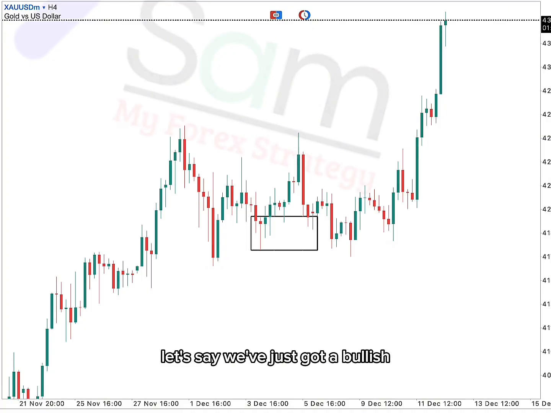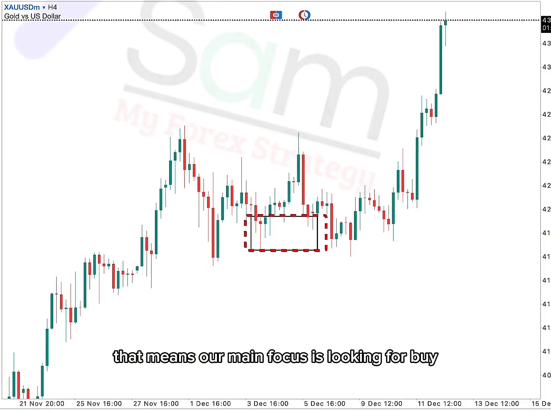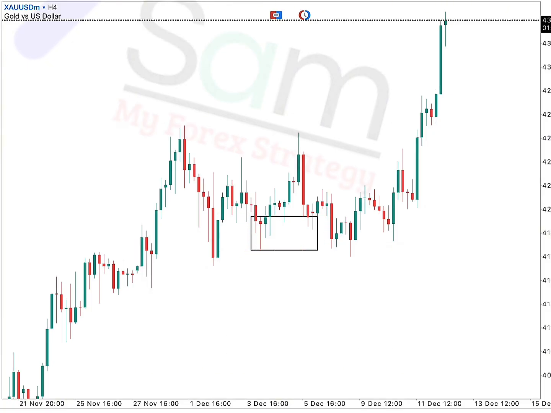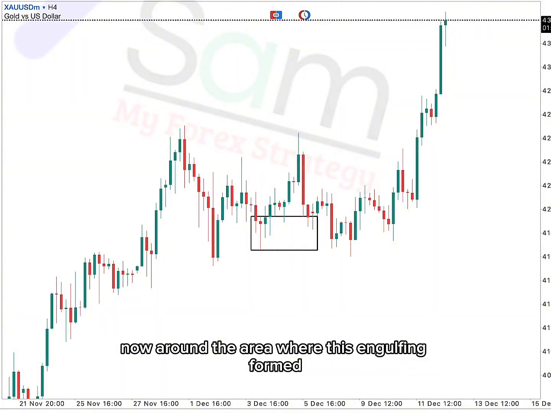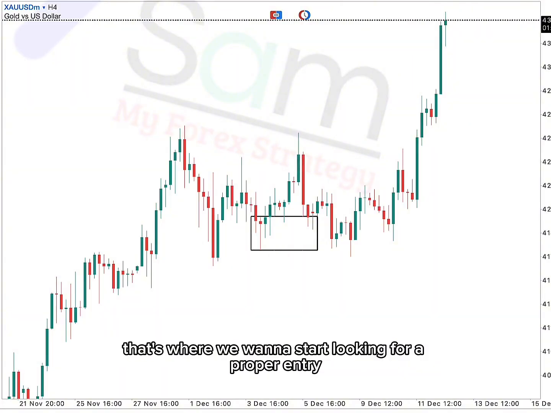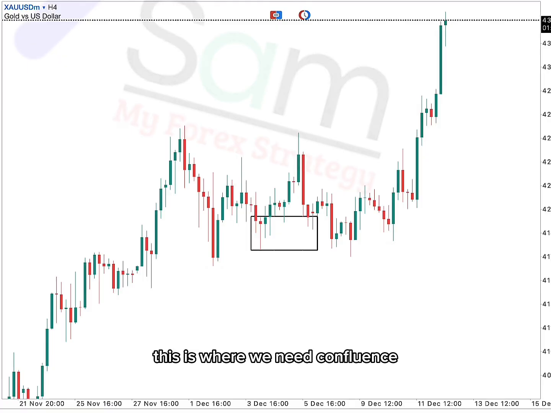All right, bro. Let's say we've just got a bullish engulfing signal on the H4 time frame. That means our main focus is looking for buy opportunities. Now, around the area where this engulfing formed, that's where we want to start looking for a proper entry. This is where we need confluence, especially from trend lines. So how do we look for confluence? Relax. I'll explain, but make sure you understand this part first.